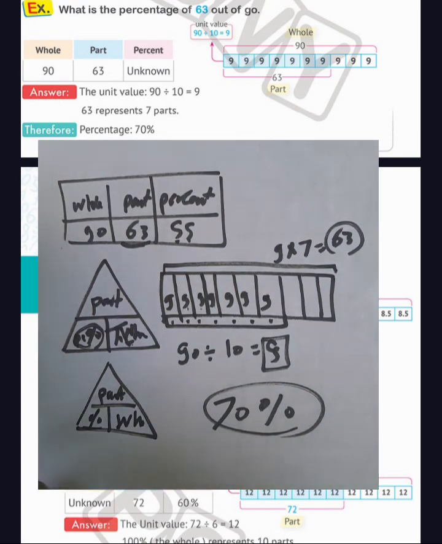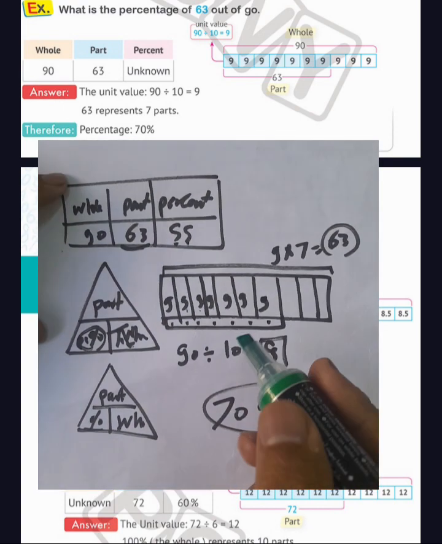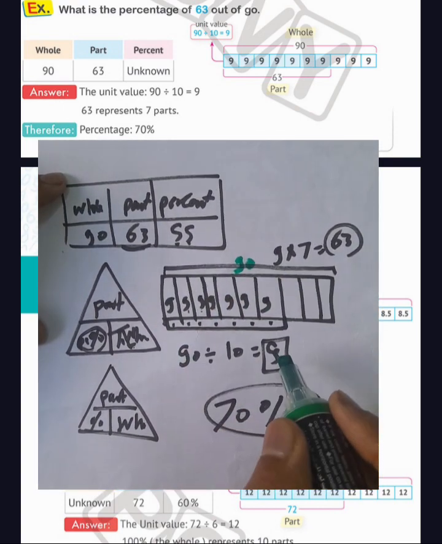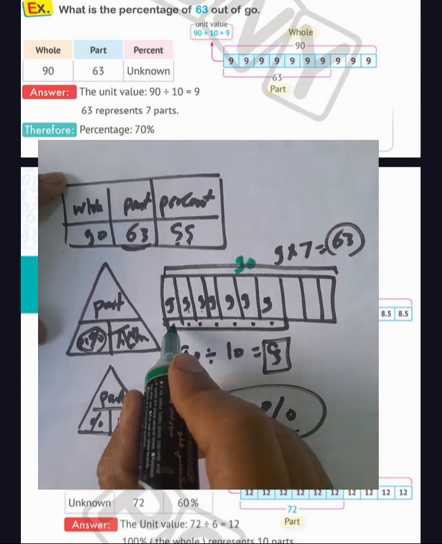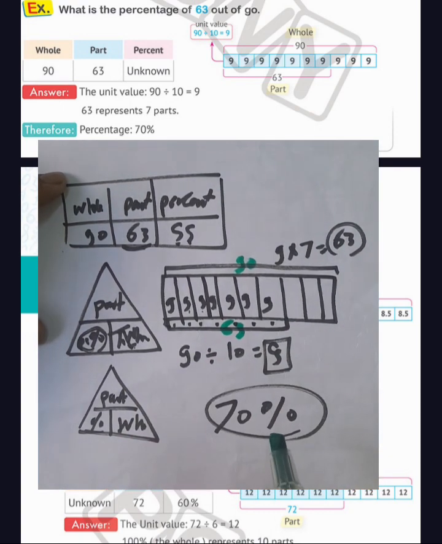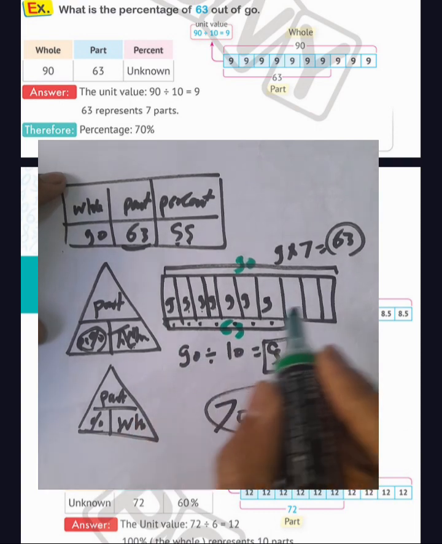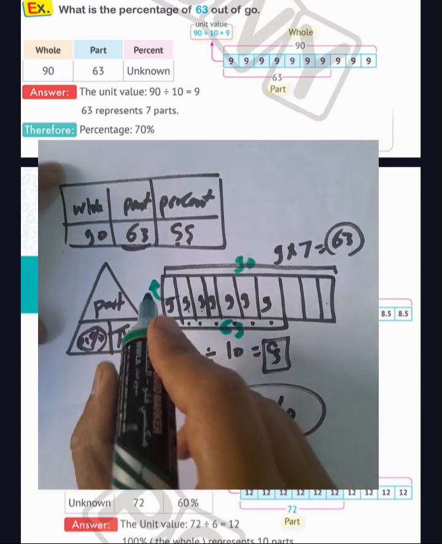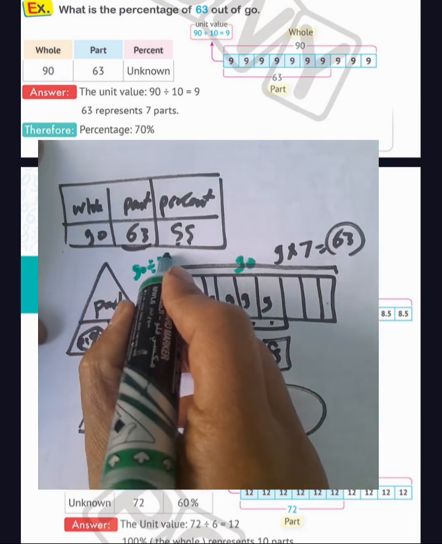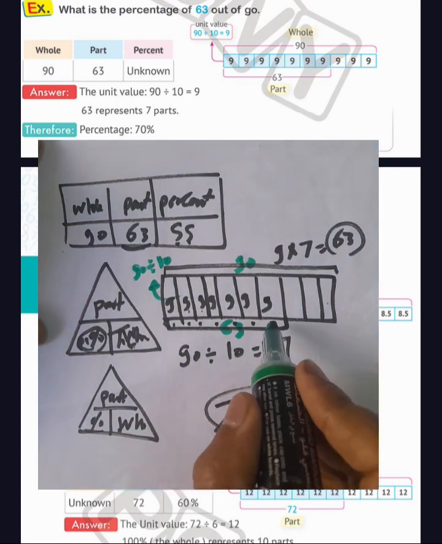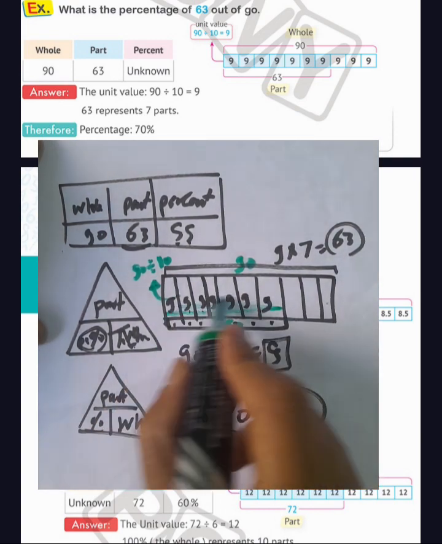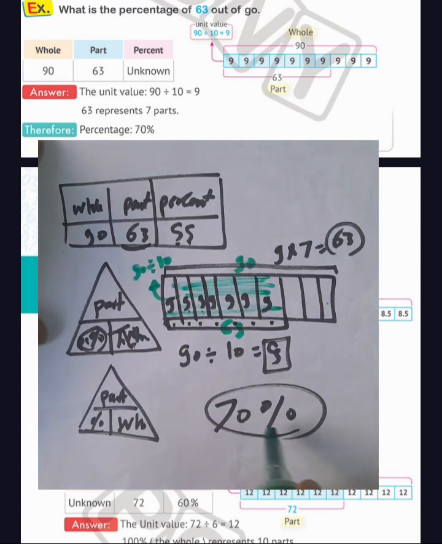Here was 90. The total number, 9 times 10, it will be what? 90. And from this point here we have 63. And this part reverse to what? 90 divided by 10. And the result will be how many parts here? 7 parts. 7 times 10, it will be 70%.